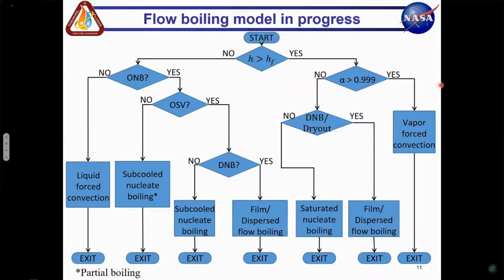And also just notice all of these boxes are the various flow regimes that we could encounter that we talked about at the beginning. So there's nucleate boiling, you can see on the left there. There's the film boiling and the dispersed flow film boiling. And then there's the saturated nucleate boiling. And there are different ways to get to the different regimes, but the point is that all of the regimes are here.